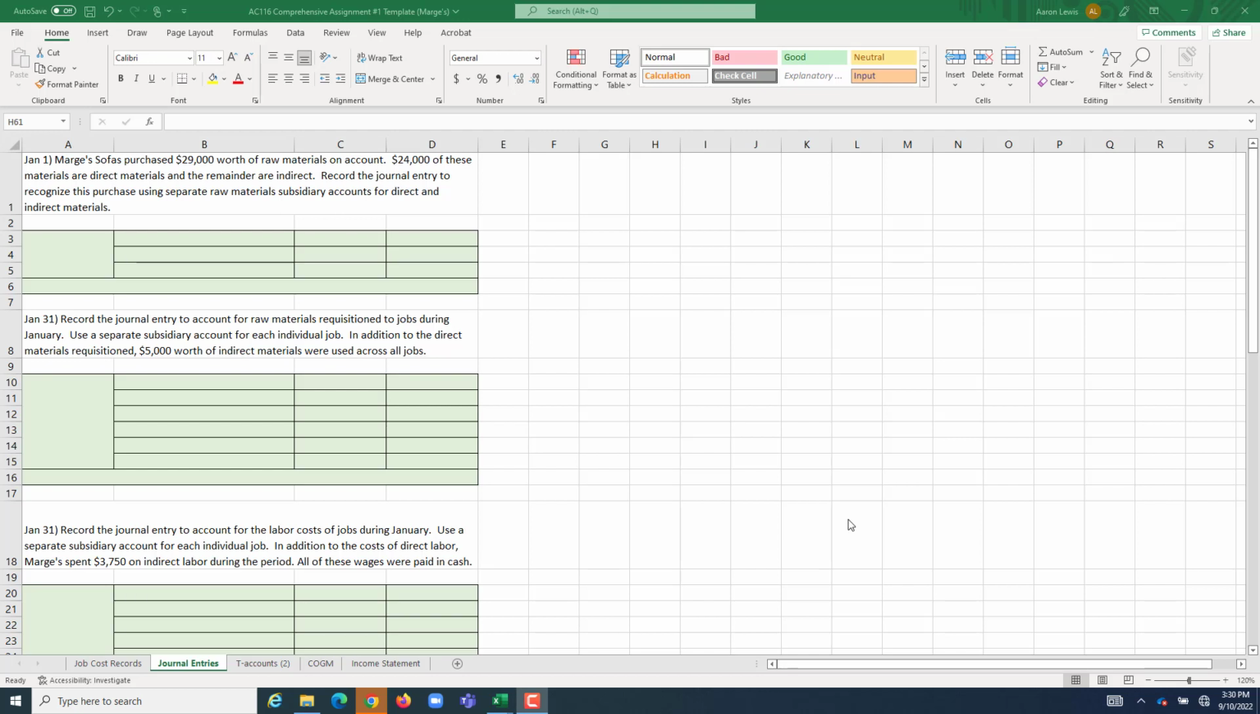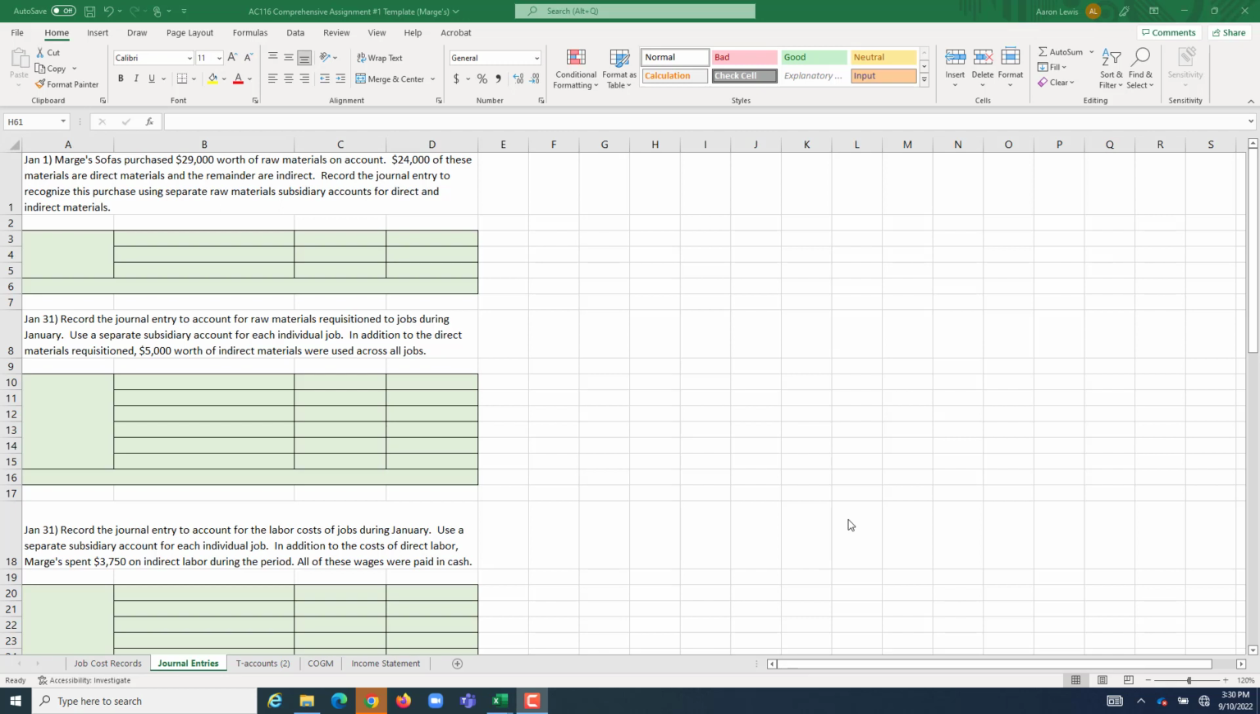Now that we've completed our job cost records for Marge's sofas, we can start recording our entries for the period. And if we're going to use materials in production for our books to work, we have to first put those materials on the books so we can eventually take them out of raw materials and put them into our jobs that are work in process.